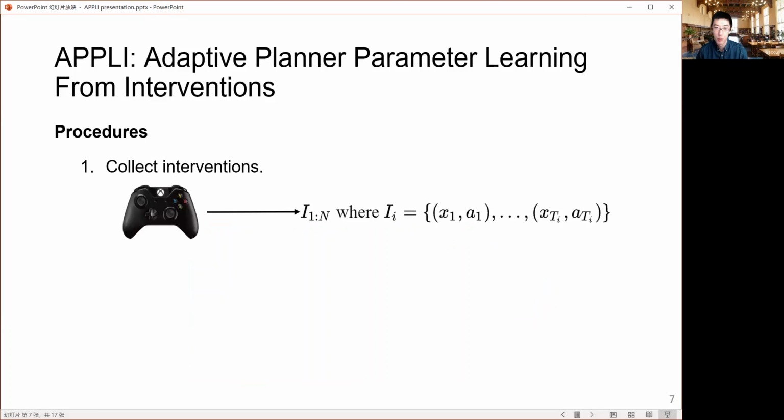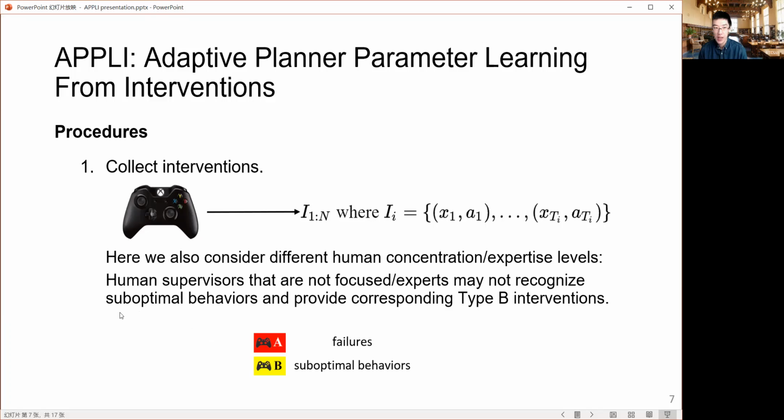There are three steps in the APPLI framework. First, we collect a bunch of interventions from a human supervisor, where each intervention consists of a series of observation-action pairs. We also consider different human concentration or expertise levels here. For example, when the humans are not very focused, or they are not experts with this robot, they may not recognize suboptimal behaviors, and as a result, won't provide corresponding type B interventions. In that case, we will only use type A interventions.